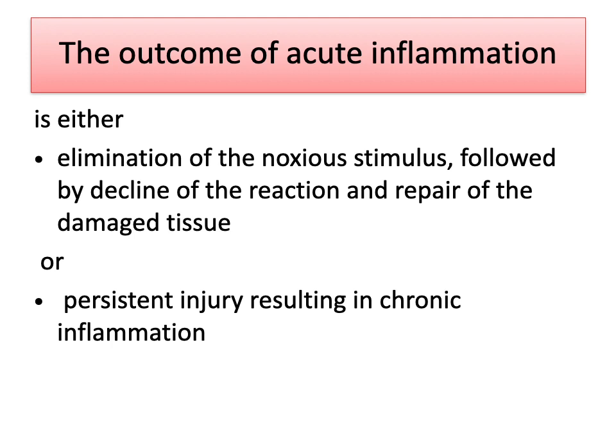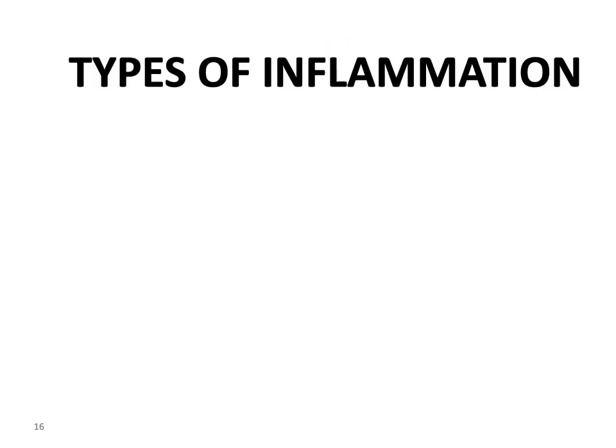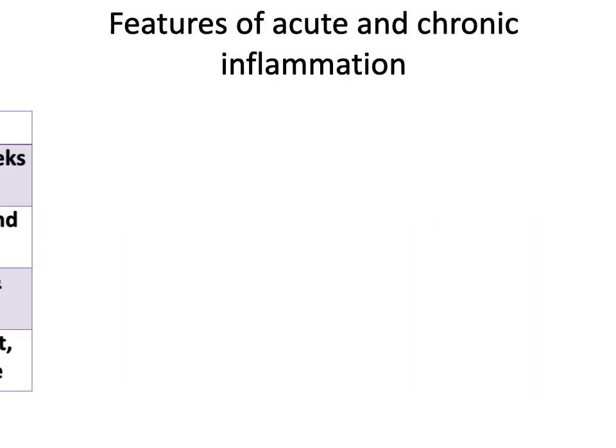Now, the outcome of acute inflammation is either the body successfully gets rid of it, and this is known as resolution, or the body cannot get rid of it, and this results in chronic inflammation. So in acute inflammation, it's either you get better, there is repair and resolution of the inflammatory process, or the body cannot control it and the injury persists, and this is known as chronic inflammation. As mentioned, inflammation can be acute or chronic.